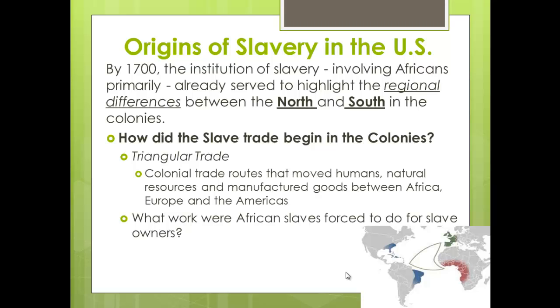So why was there this growth of slavery? What work were African slaves forced to do for slave owners? And the answer is agricultural manual labor. You will see overwhelmingly slaves are forced to work on farms, usually tobacco farms early in American history, and later on cotton plantations as well. And they would also be on rice and sugar plantations as well.